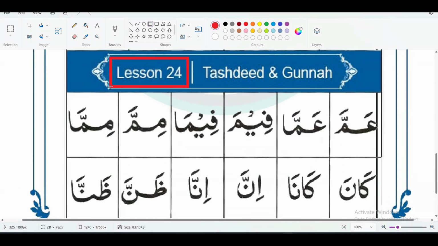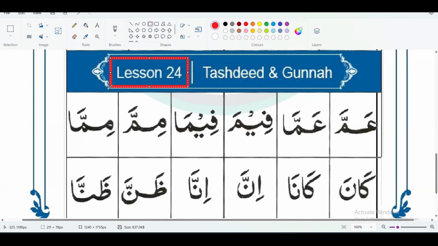Yes. Okay, Bashir. So today we will start lesson number 24, and it is about Tashdeed and Ghunna. The Tashdeed is also known as Shad. Both rules you already learned in the previous lessons, but we are again revising the two rules which you already completed. I'm going to tell you both of them, and then you can start your lesson.